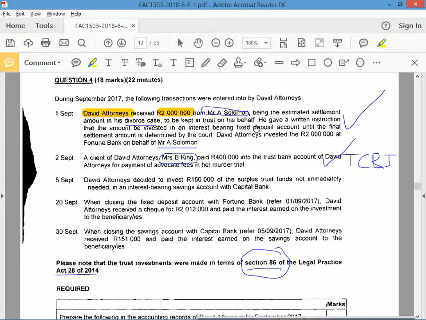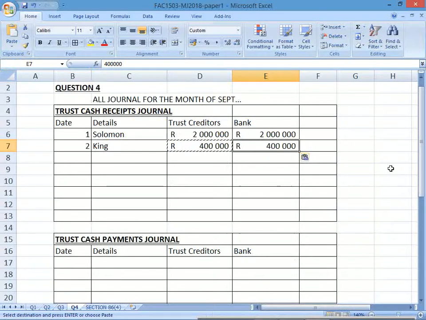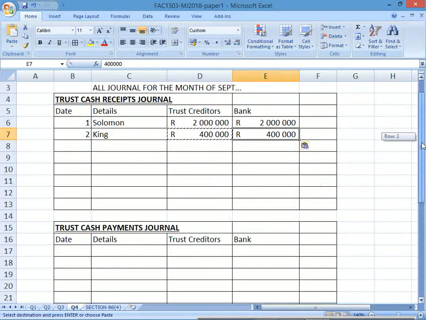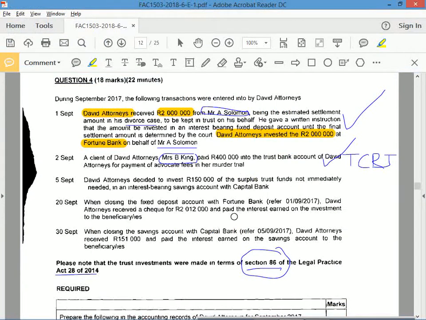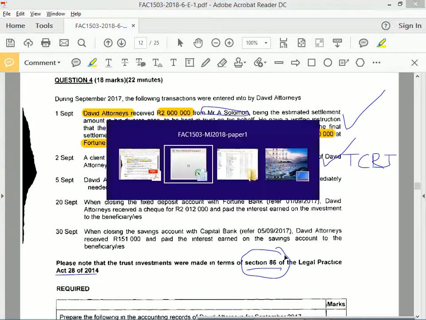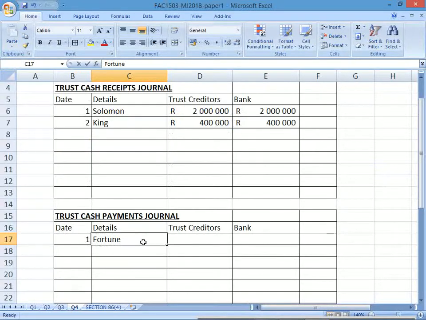Oh, yes. Okay. So this bit here, David Attorneys invested the 2 million at Fortune Bank. If you're investing that with Fortune Bank, then you would have paid that over to Fortune Bank. So on the 1st, there would have been Fortune Bank here. Okay, so Fortune Investments, that's fine. Let's put that in, and then we can record the amount.